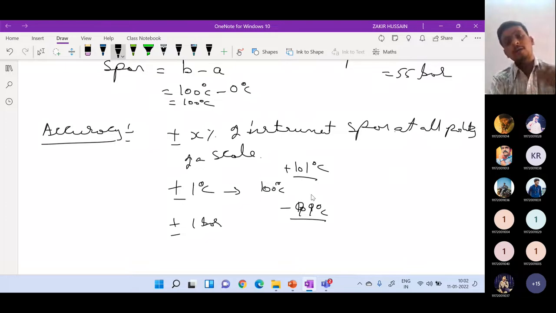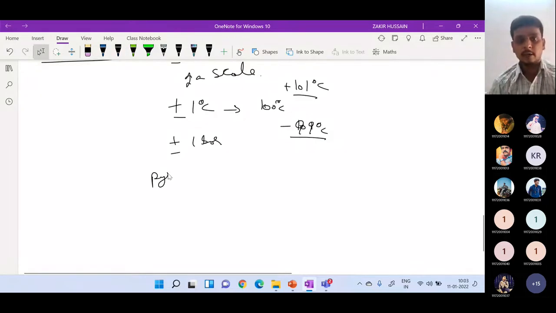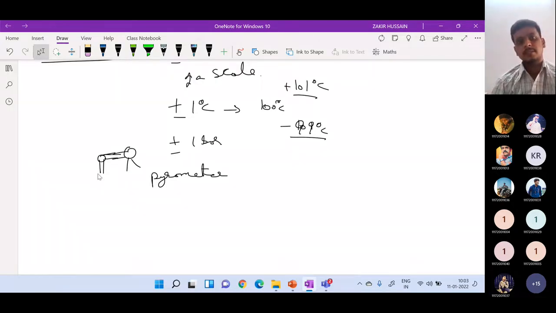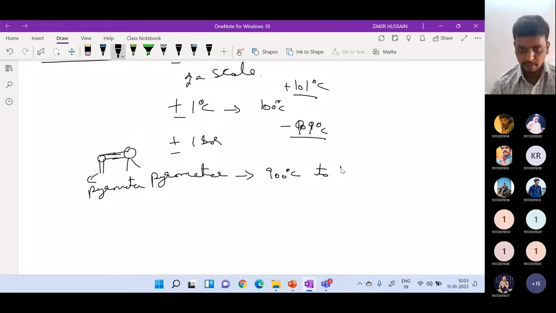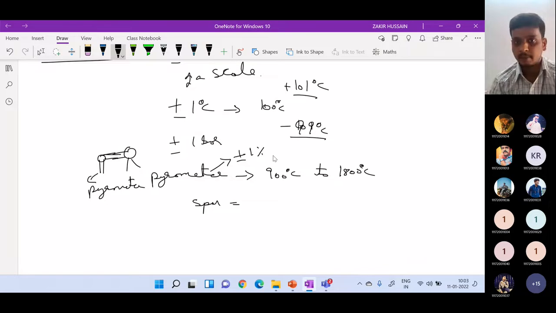So accuracy is usually expressed as plus or minus X percentage of instrument span at all points of the scale. However, majority of times the accuracy can be expressed with respect to the range of an instrument also. For example, take a pyrometer, the handheld guns popular nowadays to measure body temperature. If this pyrometer has a measurement range of 900 degrees centigrade to 1800 degrees centigrade, can we define the span? And the manufacturer specifies an accuracy of plus or minus 1%.